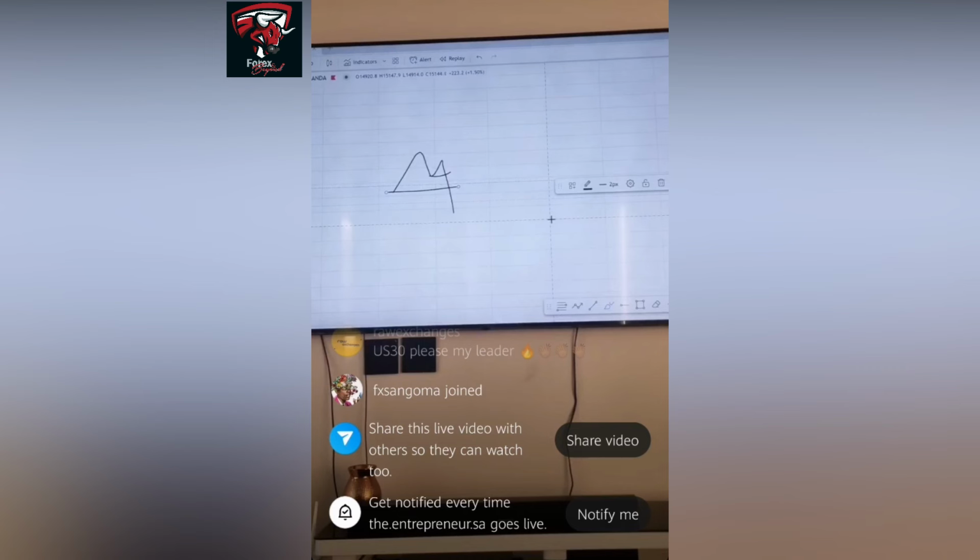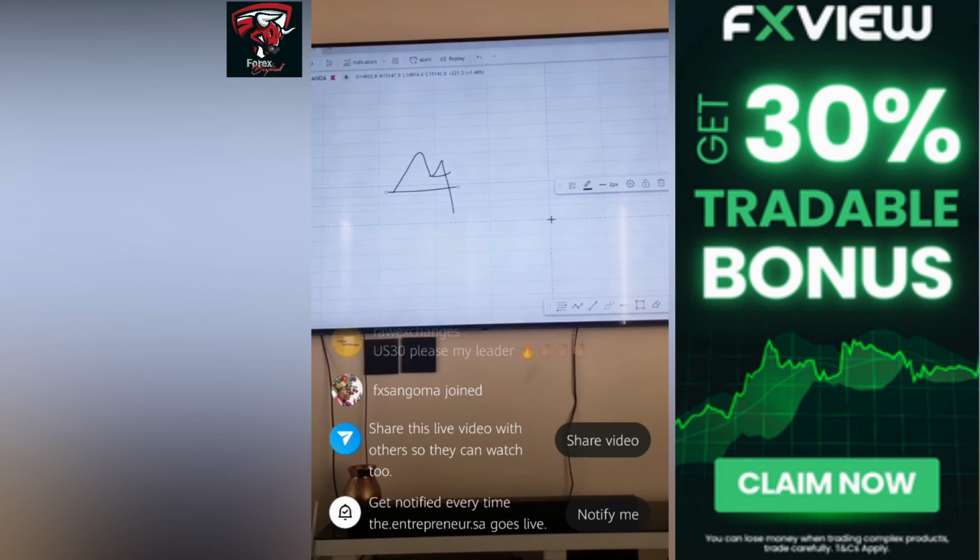Okay, why is it not a change of character? No, you guys are wrong. Why is it not a change of character? It's not even a minor. Okay, someone give me a reason why.